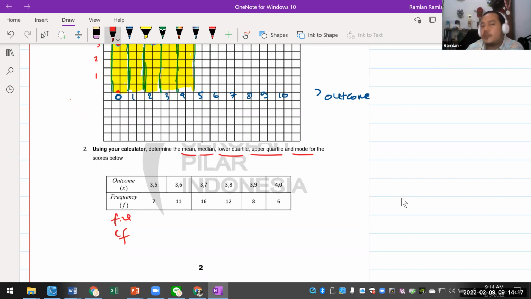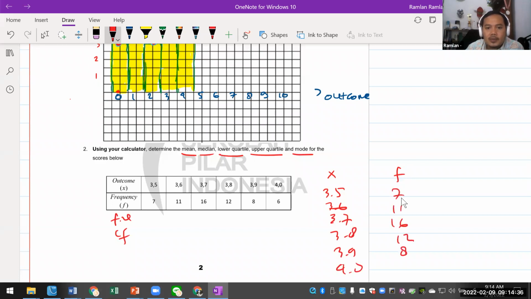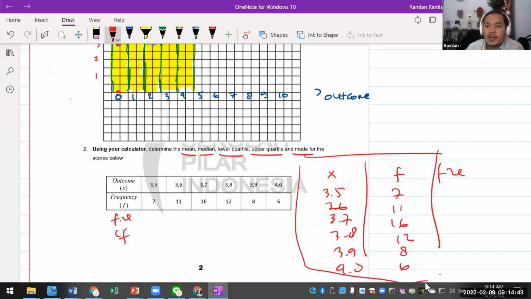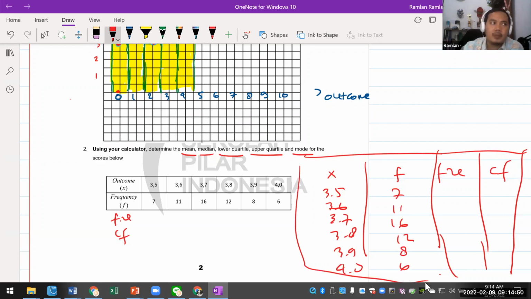If I want to convert this into a vertical table, you write down X and then F, and then write down 3.5, 3.6. Sorry, I forgot, it should be a decimal point, not a comma. So 3.6, 3.7, 3.8, 3.9, 4.0, and then 7, 11, 16, 12, 8, and 6. If you want to convert it like this first, it's fine. Then you write down the FX and also the CF, cumulative frequency, in order to find the mean, median, and the quartiles.